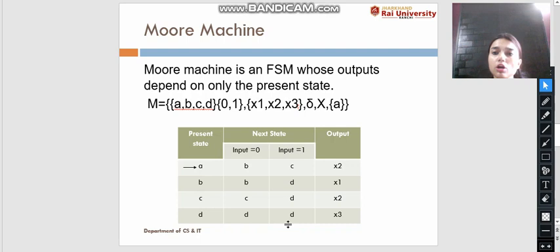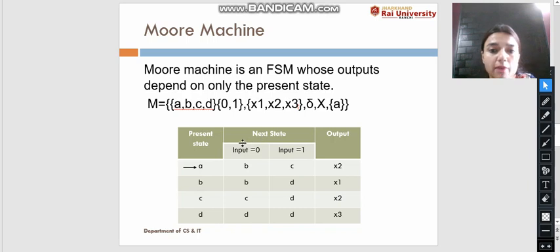How many outputs are there? X1, X2, X3 are the outputs. We have a transition function. X is your output function and A is my initial state. So this is our Moore machine. How do we represent a Moore machine? Let's see. This is the transition table of the Moore machine. First we will have a present state. We will have a next state and an output. Here the output depends only on the present state.